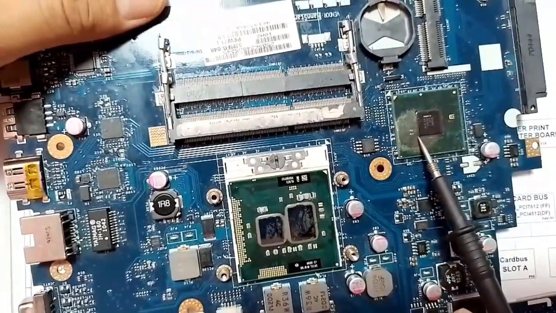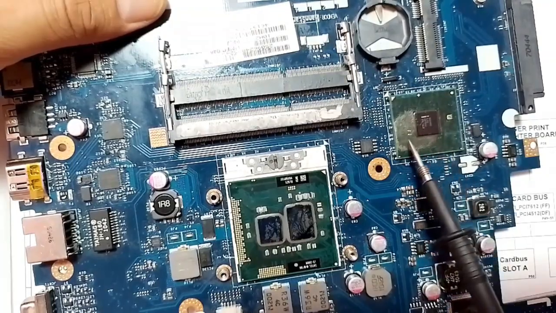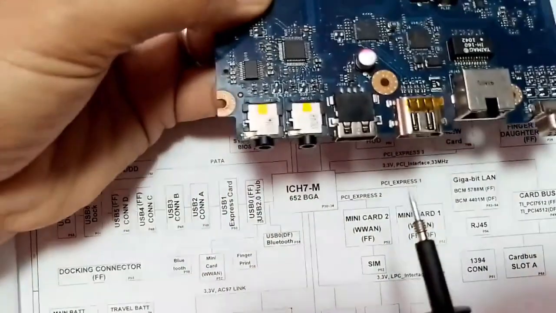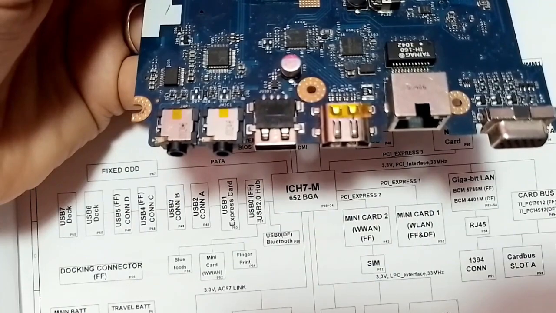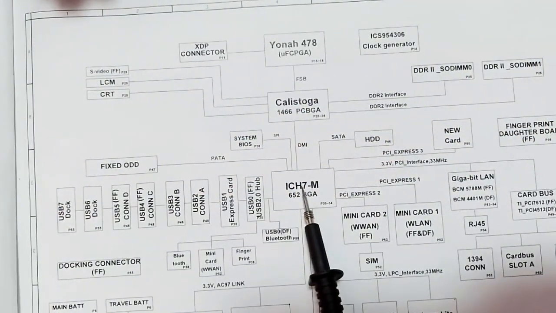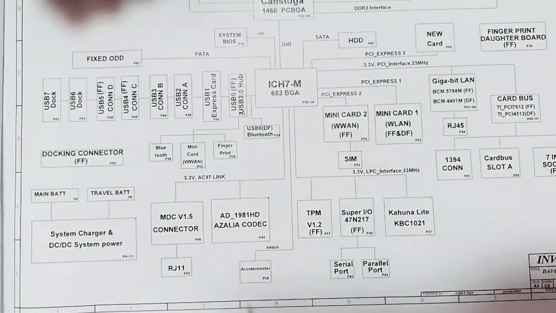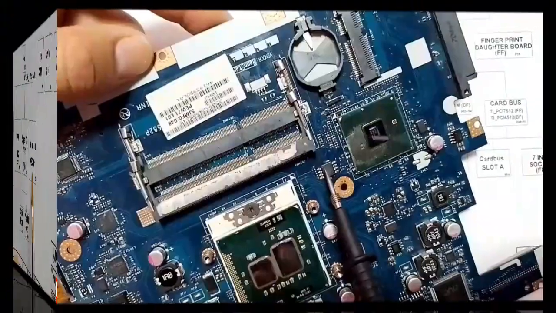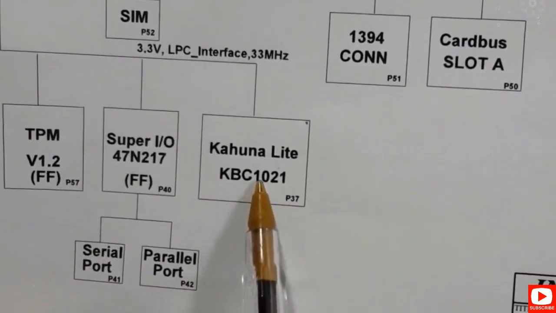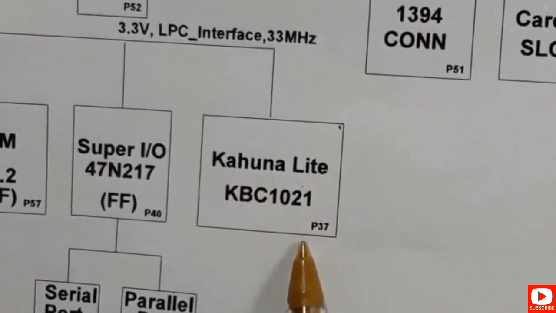For the ICH, as I told you before, the ICH is the controller for all ports and connectors in the motherboard. So here we have the ICH. It controls all ports and connectors in the motherboard, besides the super IO, which is this one, and the BIOS chip. For example, we have the keyboard controller, the KBC, 1021. Basically this is the control for the keyboard.